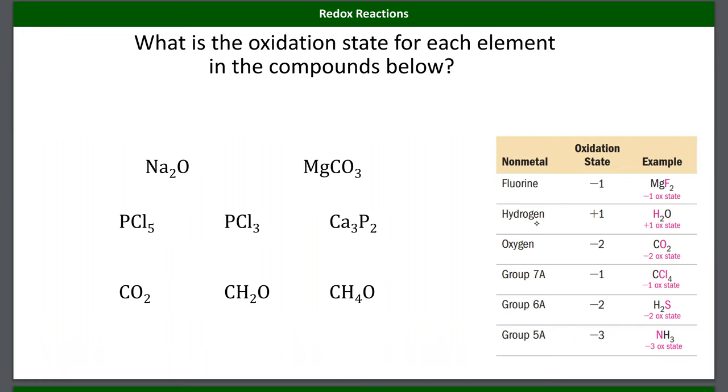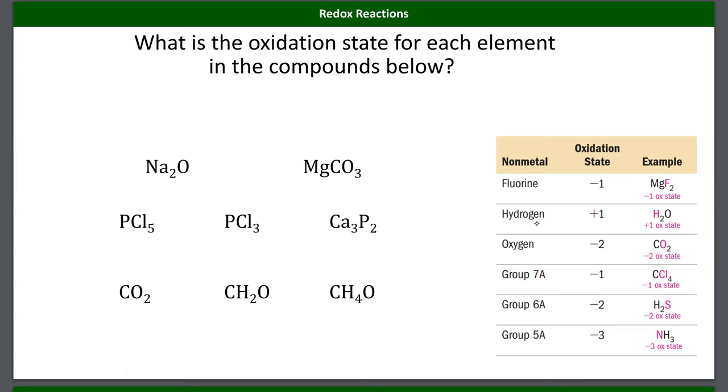Now, magnesium carbonate. Magnesium is going to be plus two, because we know that carbonate as a whole is a minus two, right? So magnesium has to be plus two. What about carbon and oxygen in carbonate? That gets a little bit trickier, but it still works the same way. Every oxygen has to be a negative one charge or negative two charge, right?